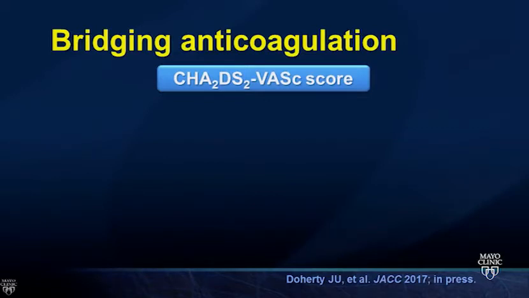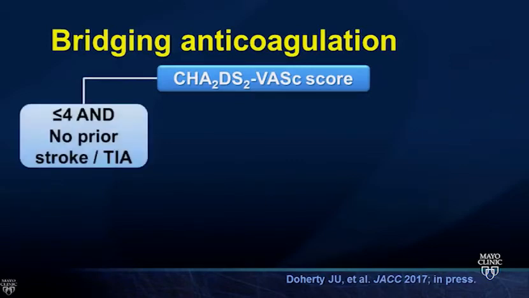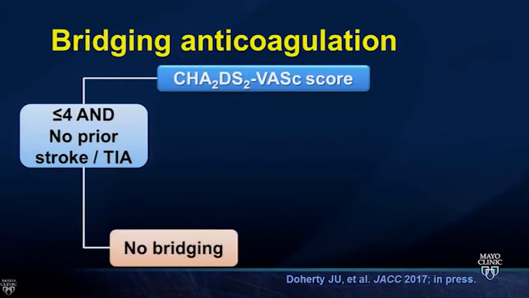When you're making decisions about bridging, you want to balance the thrombotic risk against the bleeding risk, and you can assess the thrombotic risk with the CHA2DS2-VASc score. If the CHA2DS2-VASc score is less than or equal to 4, and the patient doesn't have a history of prior stroke or TIA, then their thrombotic risk is considered low, and you do not need to bridge.